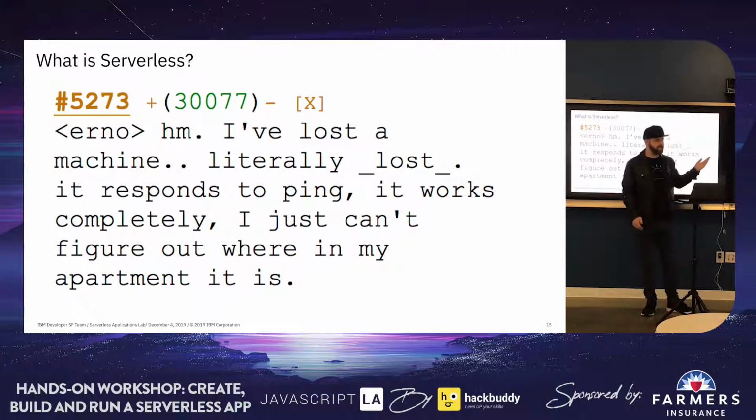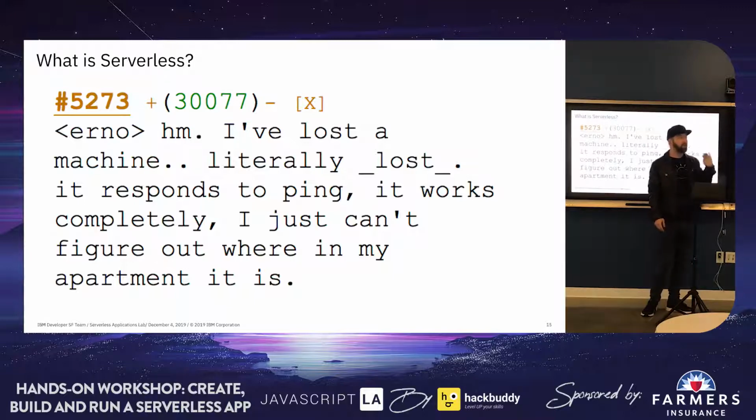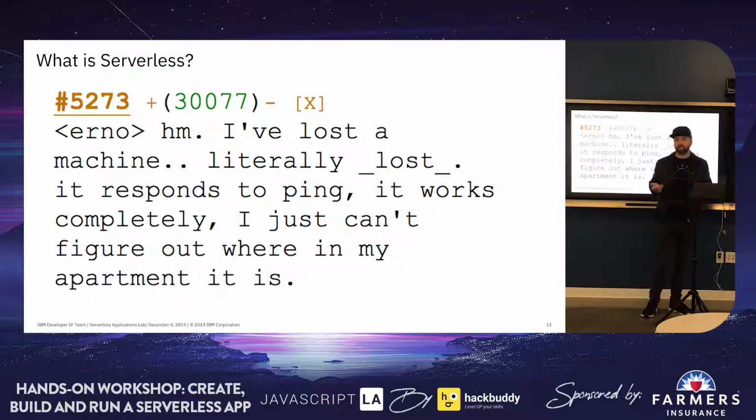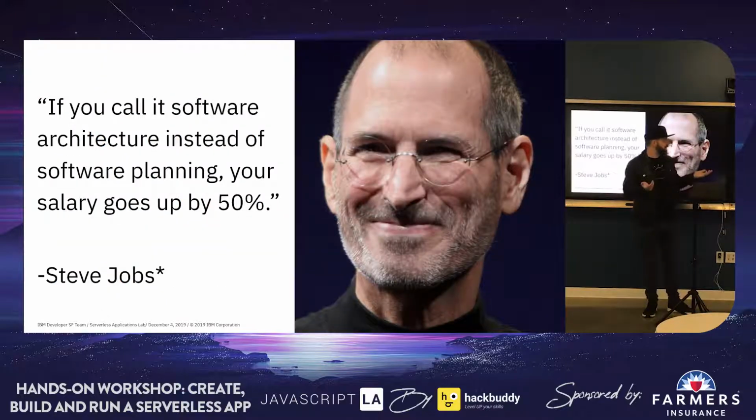This is a quote from bash.org that I think exhibits what serverless is in an ideal world. This person says, I've lost a machine. I've literally lost it. Responds to ping. It works completely. I just can't figure out where in my apartment it is. So this person, not thinking of it from a serverless perspective, but we can look at it from a serverless perspective. They have a service that's running. They don't know exactly where it is. All that they know is there's a machine somewhere that's running it and it's working properly. And so that's one of the values of software architecture.